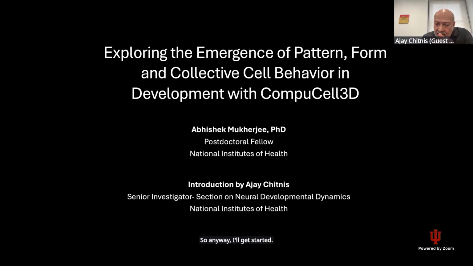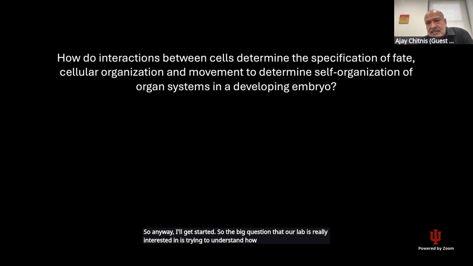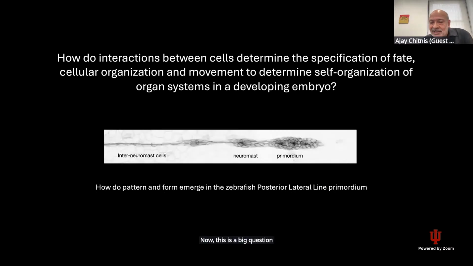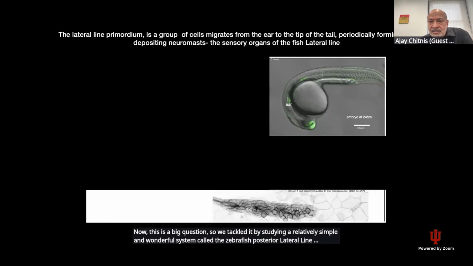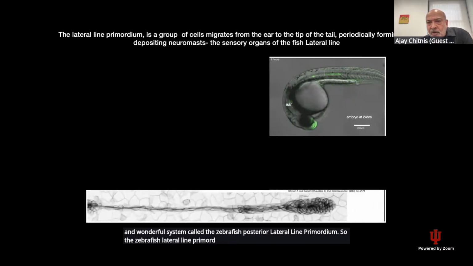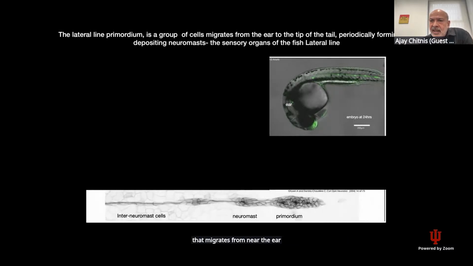So the big question that our lab is really interested in is trying to understand how interactions between cells determine the specification of fate, cellular organization, and movement to determine the self-organization of organ systems in a developing embryo. Now, this is a big question, so we tackle it by studying a relatively simple and wonderful system called the zebrafish posterior lateral line primordium. The zebrafish lateral line primordium is a group of about 150 cells that migrates from near the ear to the tip of the tail in the zebrafish.